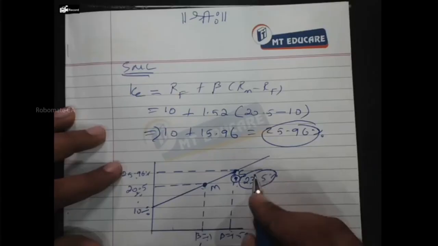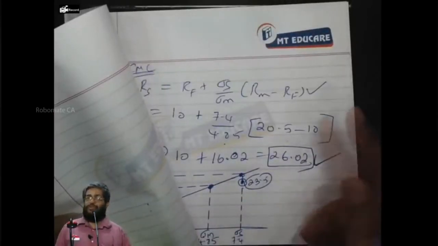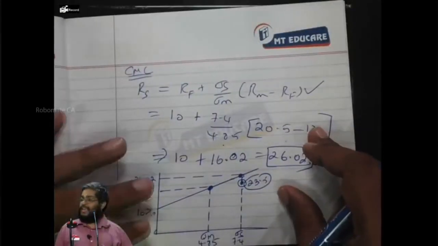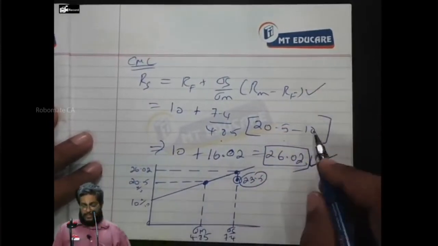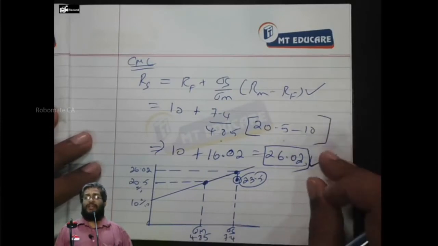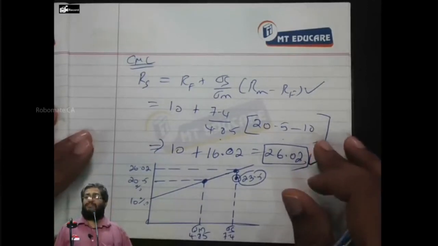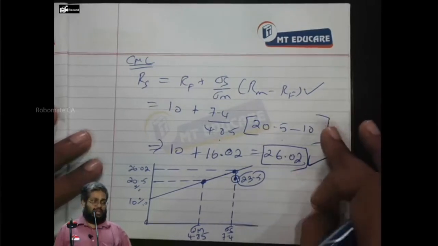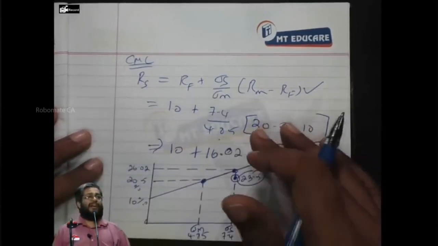which is 25.96 or 26.02 (both are calculated now) is more than the expected return of 23.5. The required return is more than the expected return of 23.5. Are you following or not?